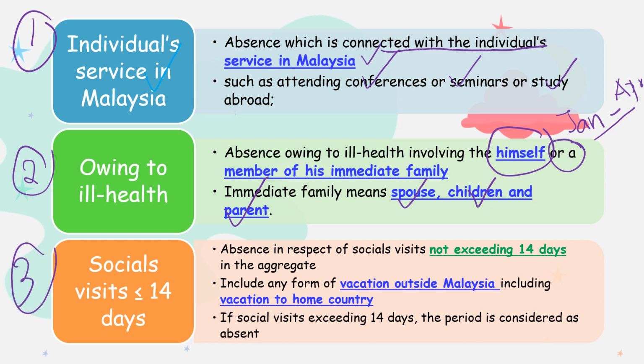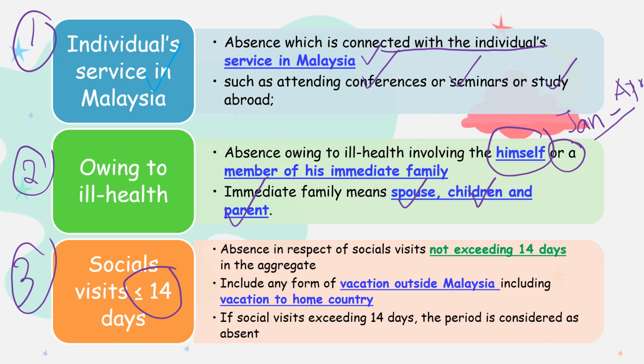This is very important, guys. Listen very carefully. Okay? So, social visit. Guys, social visit is different compared to number 1 and number 2, because for number 1 and number 2, there is no restriction on the number of days. It could be 1 month, 2 months, 3 months, a year. It doesn't matter. But social visit, guys, we have a limit in terms of days. How many days? Only 14 days. Not more than 14 days. 15 days onward is considered as not social visit anymore.